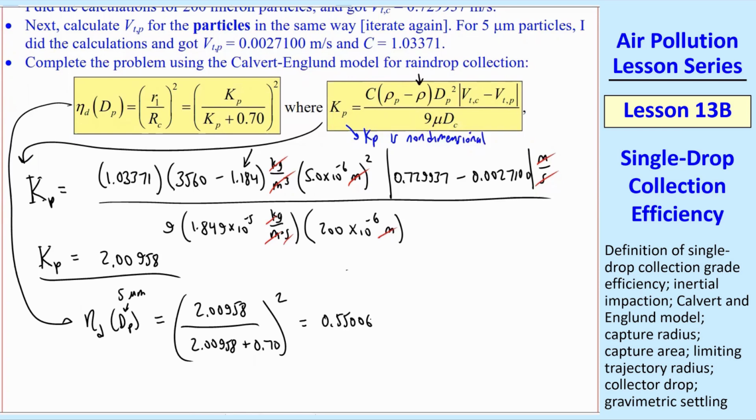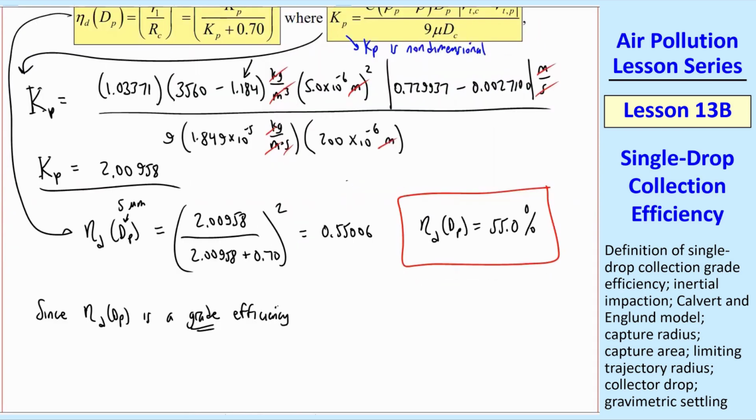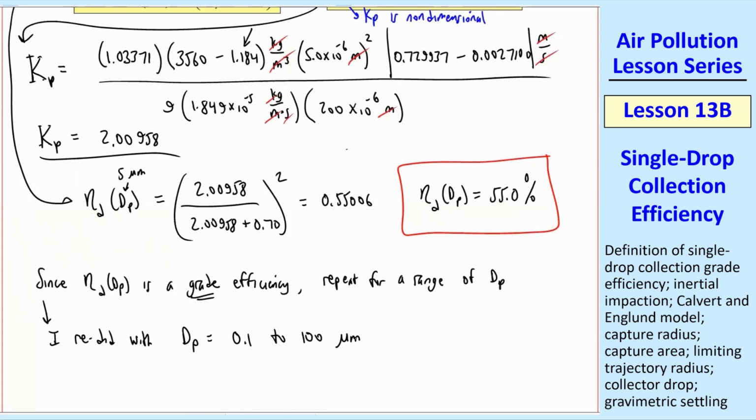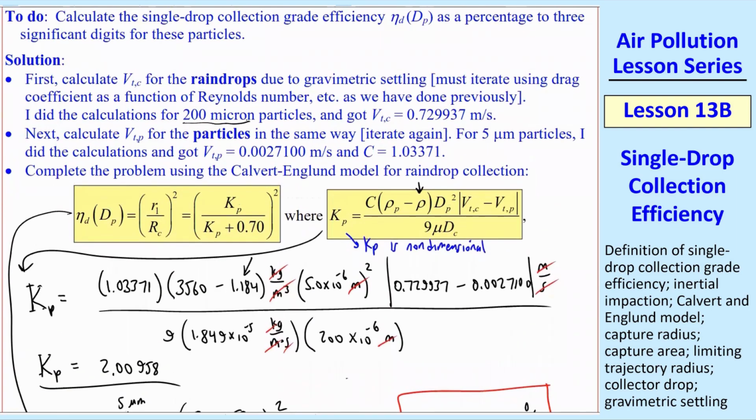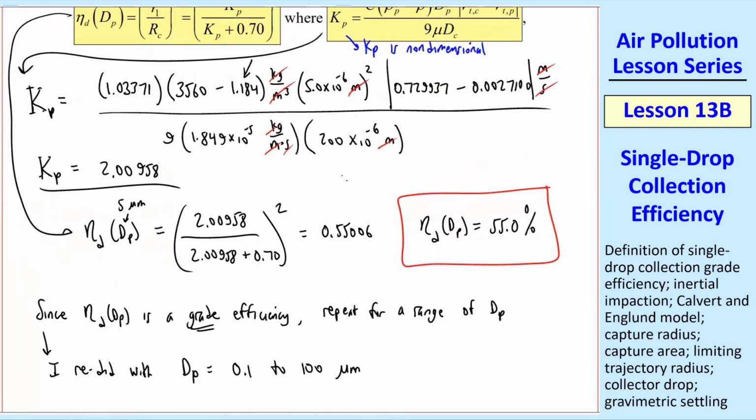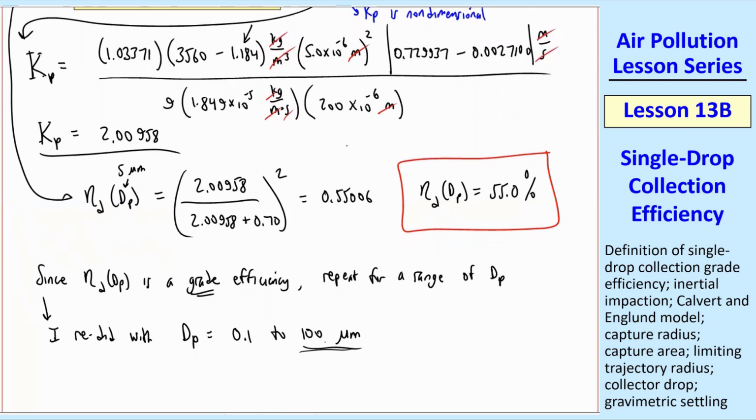And I get 0.55006, or since I asked for percentage, multiply by 100, and I get 55.0% to 3 significant digits. Now, since A to D is a grade efficiency, we can repeat for a range of dP. I redid this with dP equals 0.1 to 100 microns. Keeping in mind my rule of thumb, these drops are 200 microns in diameter, so I'm only going up to 100 microns, half of that as my maximum. I really don't trust Calvert and Englund model beyond that, and 100 microns is probably pushing it anyway.